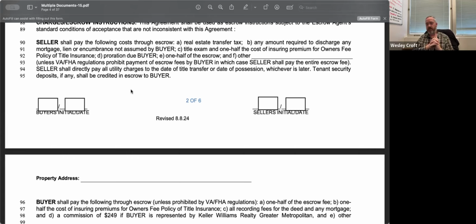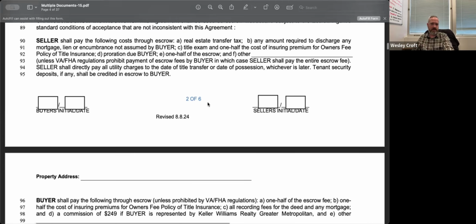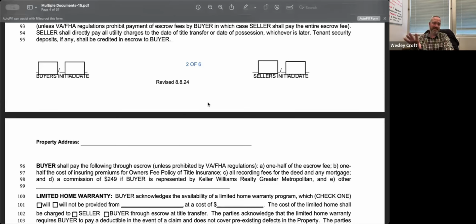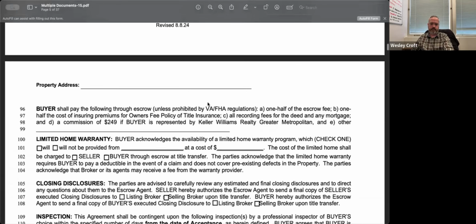That's very important. If you're representing a seller, as a side note, your seller has to pay all the utilities up until title transfer or date of possession. And then the last thing, especially if you deal a lot with investments, tenant security deposits, if any, shall be credited in escrow to the buyer. So if you're purchasing an investment property where a tenant has given a security deposit, the security deposit must go from the seller to the buyer so that the buyer has that security deposit.